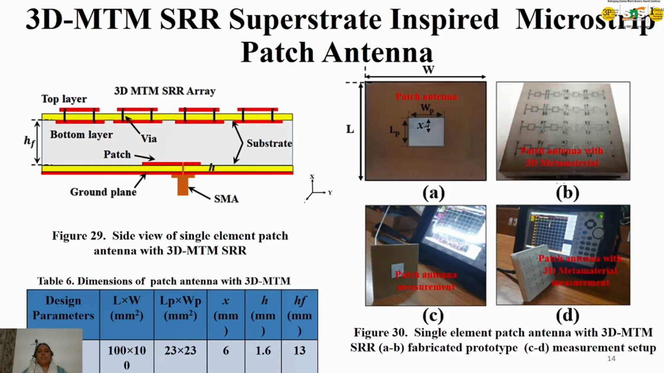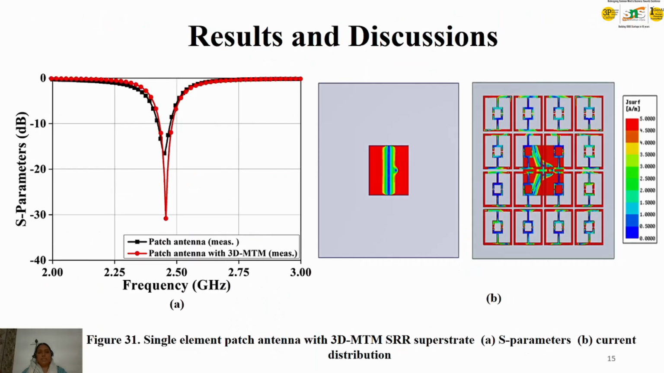Previously we reduced the cross polarization and increased the gain, and here we are increasing the gain of the antenna by placing the superstrate. For placing the superstrate, its height plays a major role, and all these parameters have been calculated and derived. Here you can see the patch antenna with the metamaterial structure, tested, and the measurement shows it is resonating around the same 2.45 gigahertz.